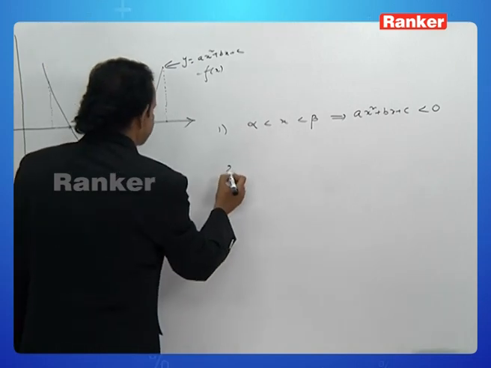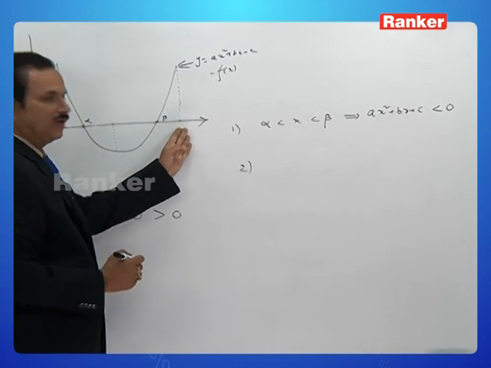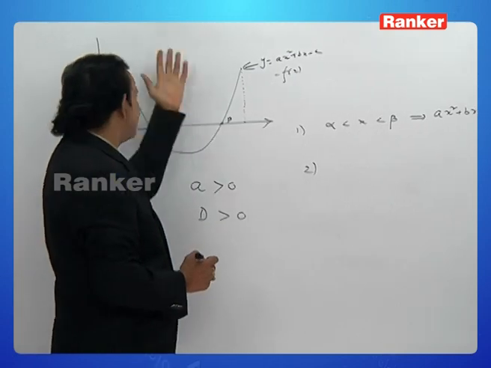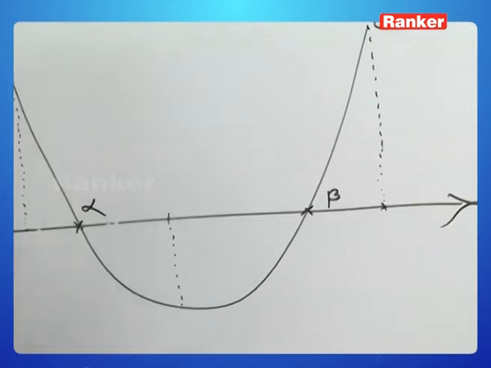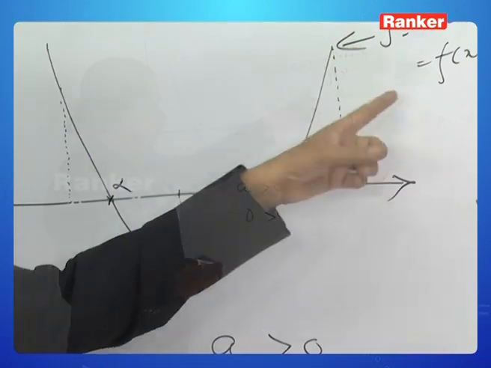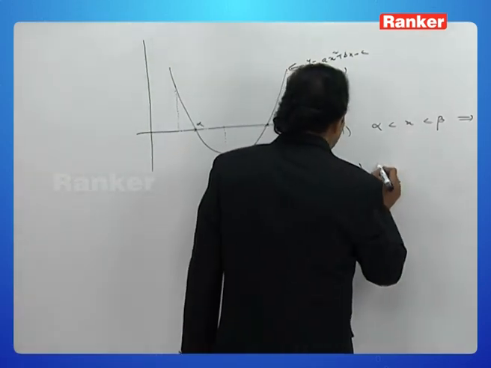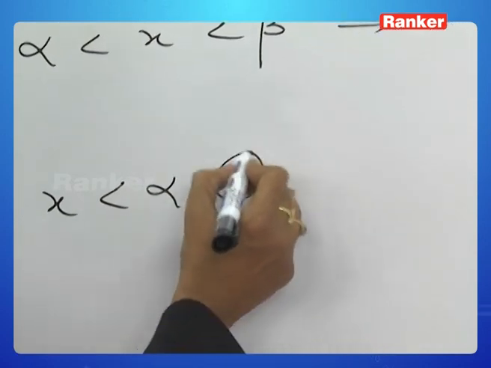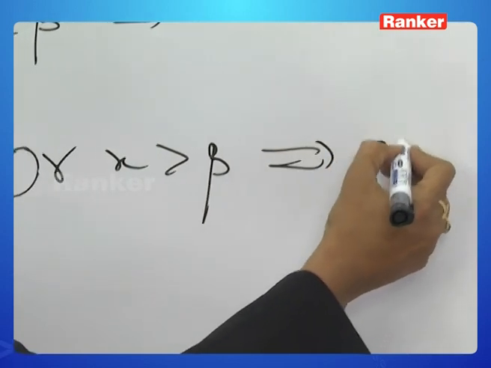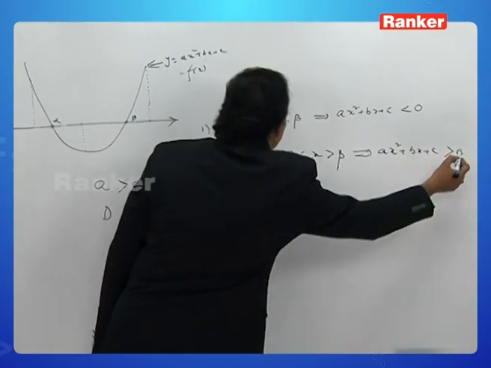Well, the second observation: if you take x here or there, in either case, we are observing the graph above the x-axis only. Therefore, for this x, f of x is positive. For this x also, f of x is positive. What is f of x? ax square plus bx plus c. Therefore, either x less than alpha or x greater than beta. In either case, we see that ax square plus bx plus c is greater than 0.